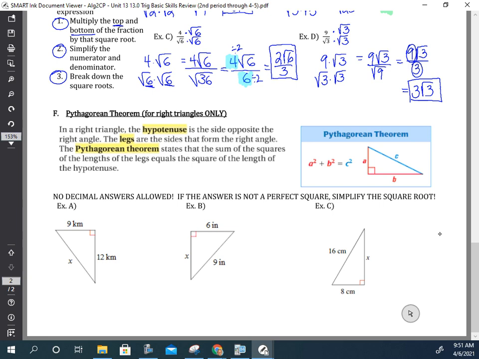So Pythagorean theorem is that formula of a squared plus b squared equals c squared. So A and B are attached to the right angle. Wherever the right angle is, A and B are attached to it. C is the side directly across from the right angle. C is always across from the right angle.